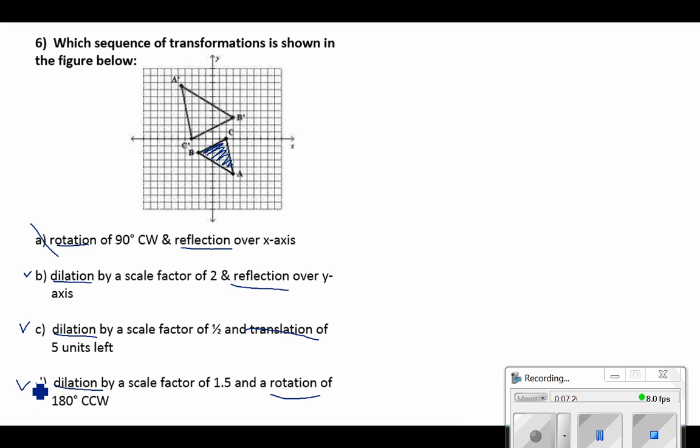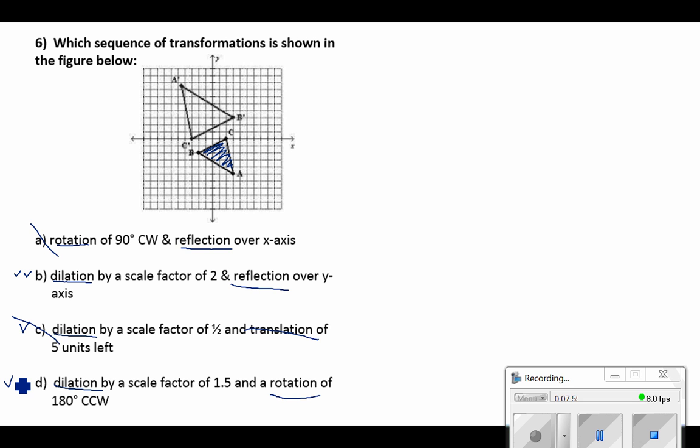So let's go back to answer choice B. Dilation by a scale factor of 2. If it's a scale factor of 2, it's going to get larger. So that one we can keep. Part C, a scale factor of 1/2, which means it's going to get smaller. So that would not be an answer choice. Part D, dilation of a scale factor of 1.5. That would mean it would get larger. So we're still down to just 2 answer choices.